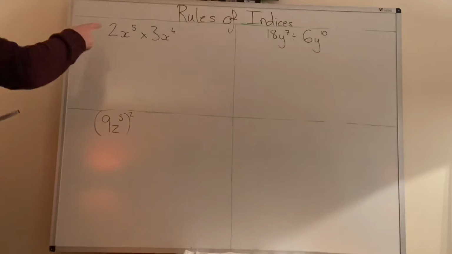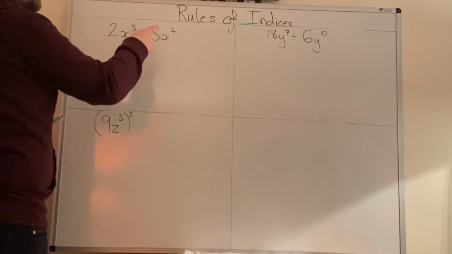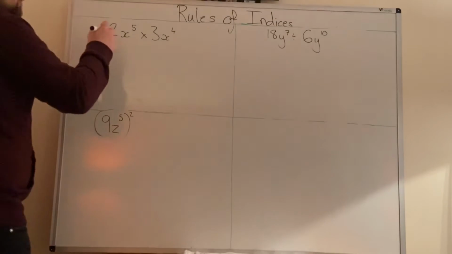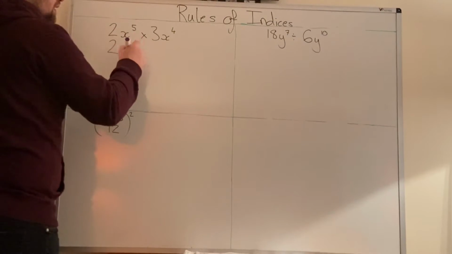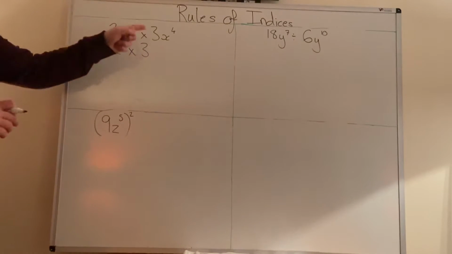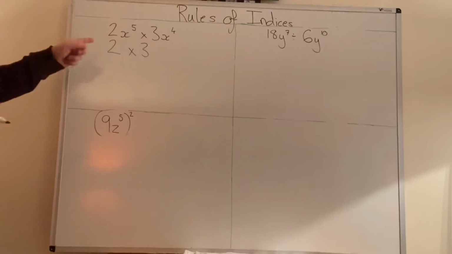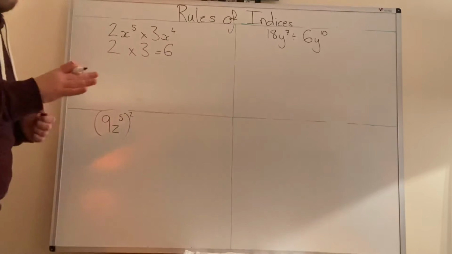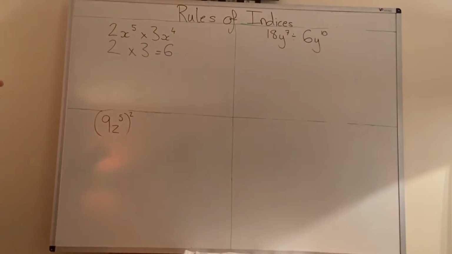So we've got 2x to the power of 5 times by 3x to the power of 4. Now what we need to do is split this up into 2 different areas, okay? The first thing we need to split it up into is your whole numbers, okay? 2 from there, 3 from there, times in the middle, 2 times 3 equals 6. Everyone should be fine on that. 2 times 3 is 6, we know our times tables.